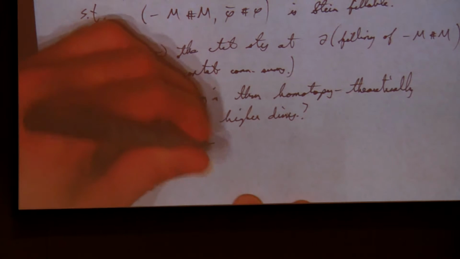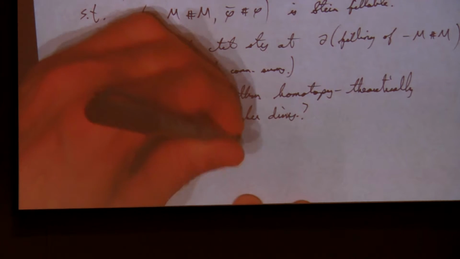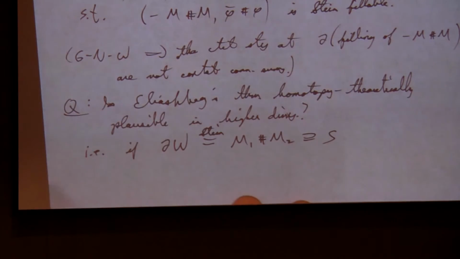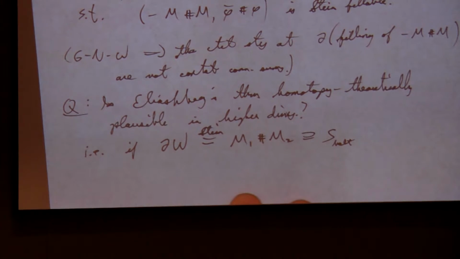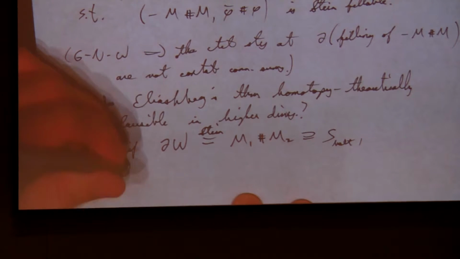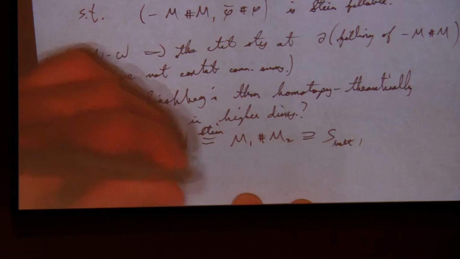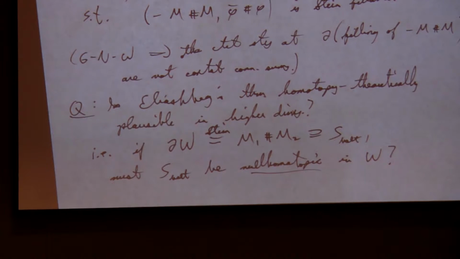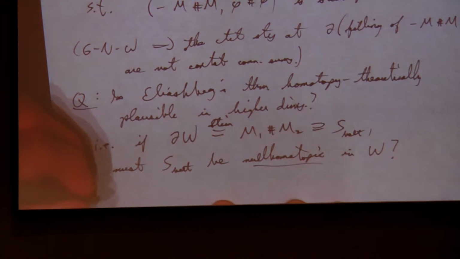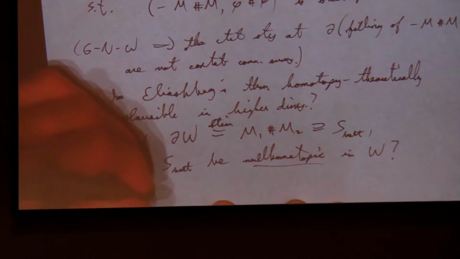If I have a Stein filling W of a contact connected sum M1 sharp M2, being a connected sum means it contains some special sphere, the belt sphere, at the center of a tube. Is it then true that that belt sphere must be null homotopic in the filling? So the answer to this question is, I don't know.